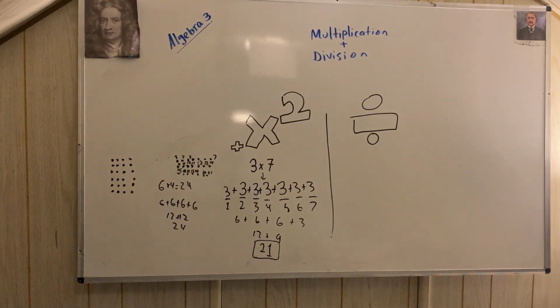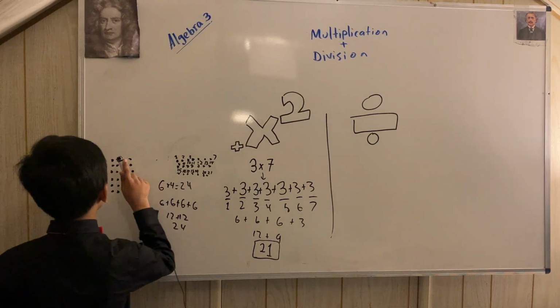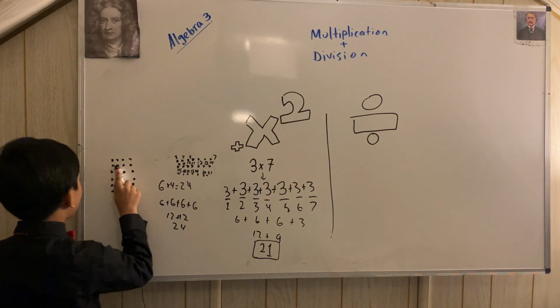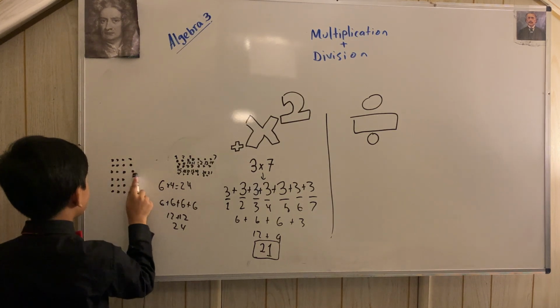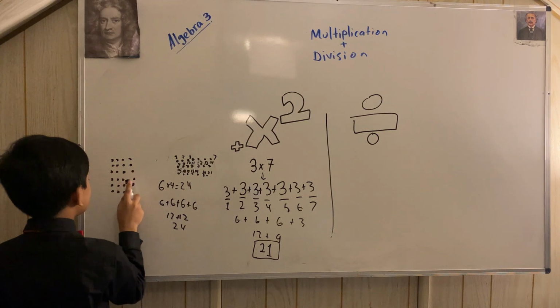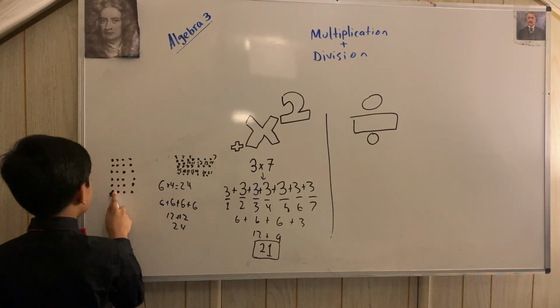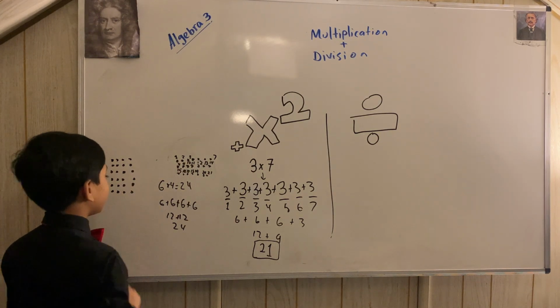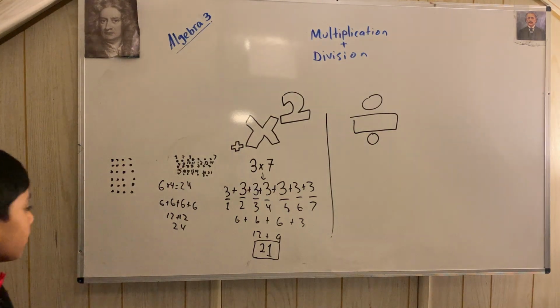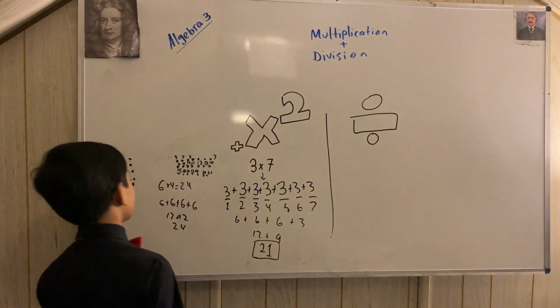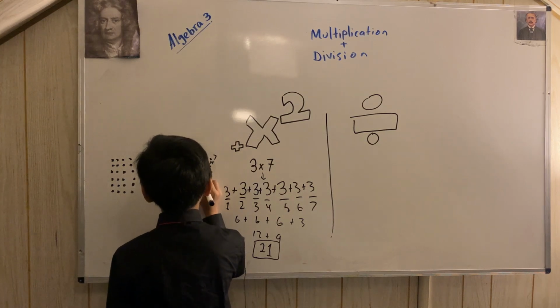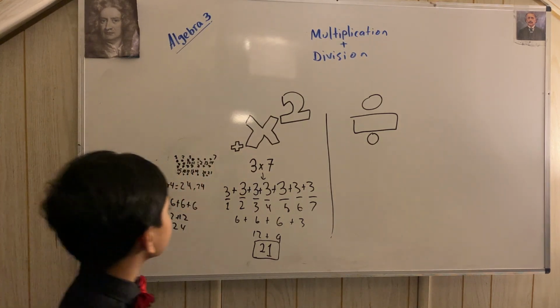Alright. So, now if you count them, 1, 2, 3, 4, 5, 6, 7, 8, 9, 10, 11, 12, 13, 14, 15, 16, 17, 18, 19, 20, 21, 22, 23, 24. So, that's proof that 6 times 4 is obviously 24.